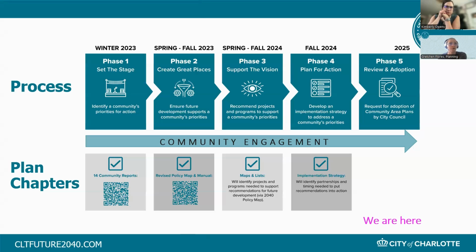And then in phase four, which was the fall of 2024, we started to develop the actual plans themselves and then an implementation strategy on how to actually bring all of these projects and programs to fruition. And now in phase five in this year, we are at the review and adoption phase. So that's sharing with the public the draft plans as well as sharing with council and the appropriate committees what the draft plans are, what we've heard in the community, and then eventually review and adoption through council at some point. We're hoping later on this year.